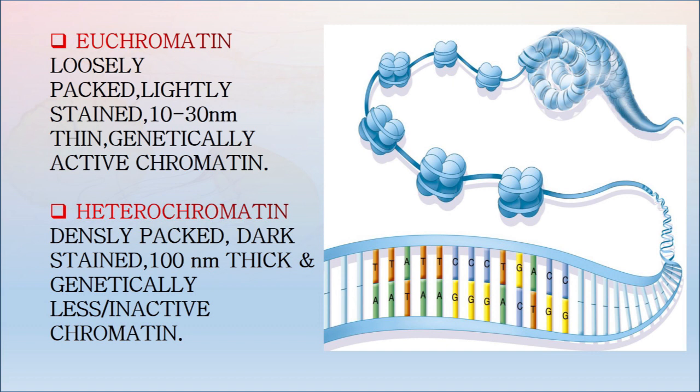The genetically active part of chromatin is called euchromatin. It is partially condensed into a 10 to 13 nanometer thin filament, hence stained lightly. Genetically inactive chromatin is densely packed into 100 nanometer thick chromatin that stains darkly. It is called heterochromatin.